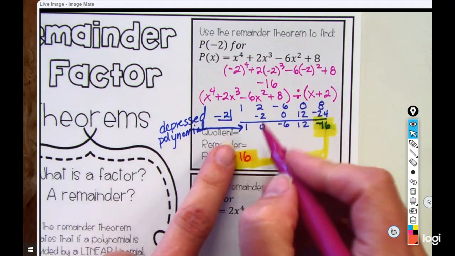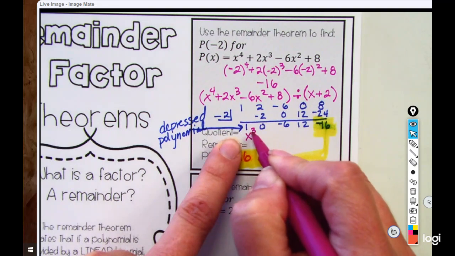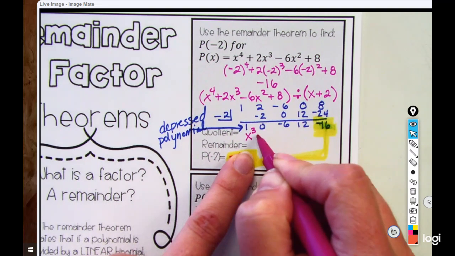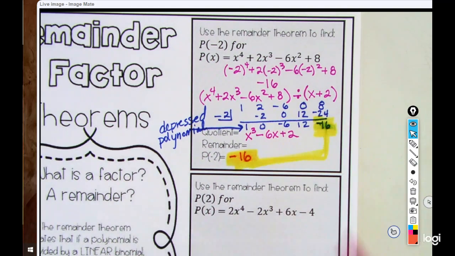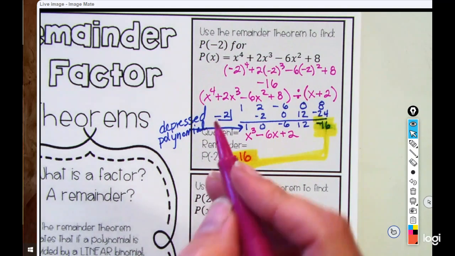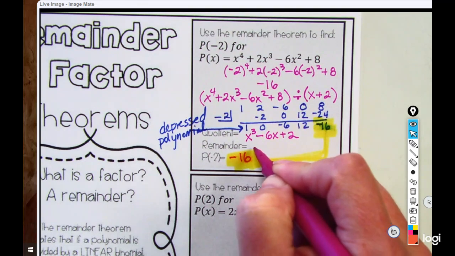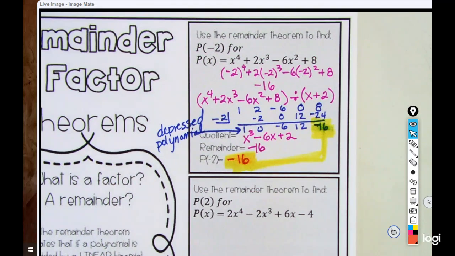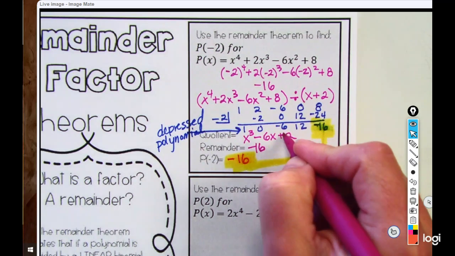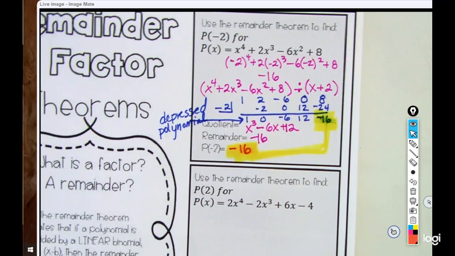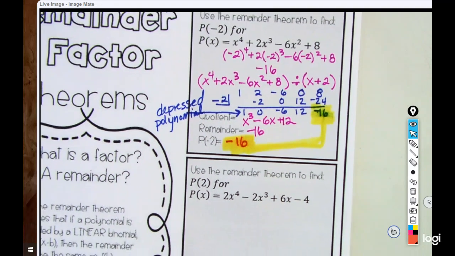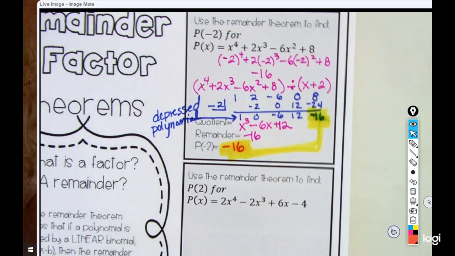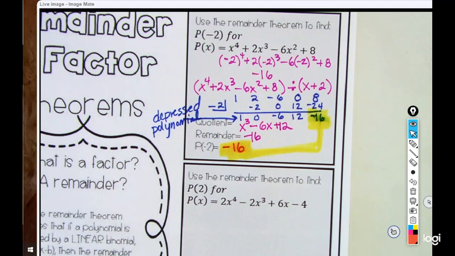So our quotient here is x squared minus 6x plus 12, and our remainder is -16. You wrote 2 on the 12. Thank you. Appreciate it. Did I say 12 or did I say 2? You said 12. I'm struggling. Depressed polynomial and our remainder.